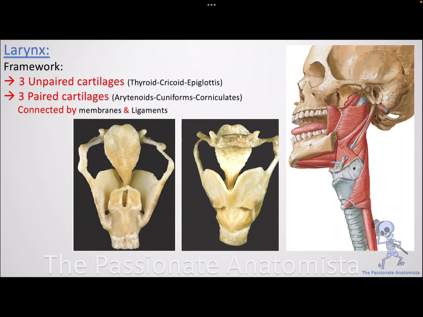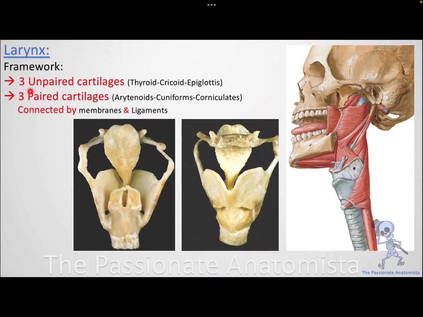All right, now, what are the cartilages that make the larynx? We have three unpaired cartilages and we have three paired cartilages. The three unpaired ones are the thyroid, the cricoid, and the epiglottis. So basically, this is the thyroid. Below that, you have the cricoid. All right, and then you have the epiglottis. So these are the most important cartilages that are forming your larynx. The epiglottis again, and the thyroid, the cricoid, these are the unpaired cartilages.